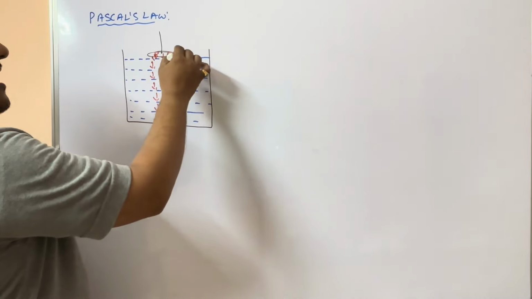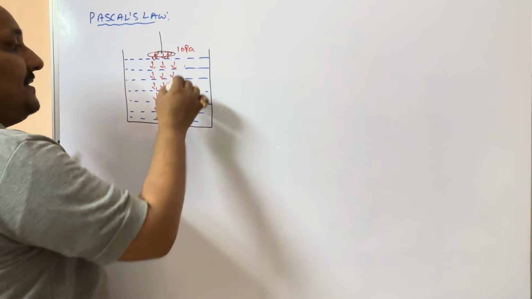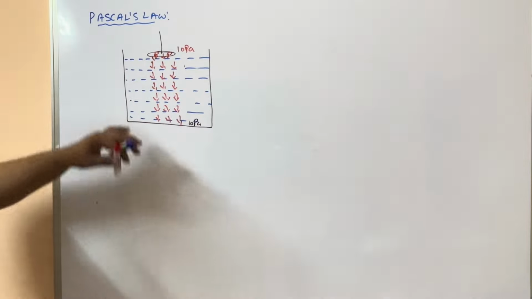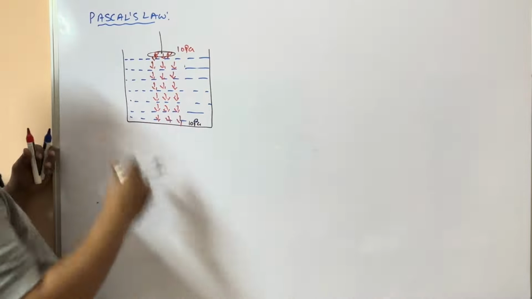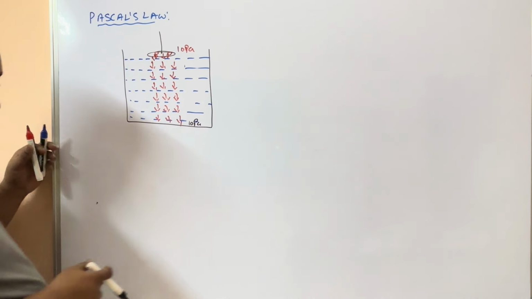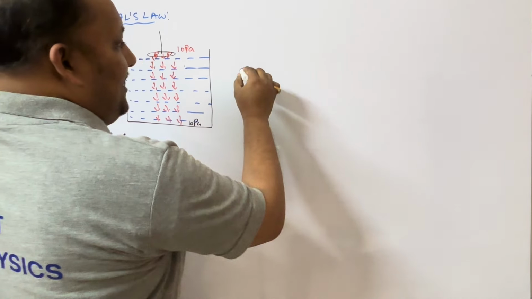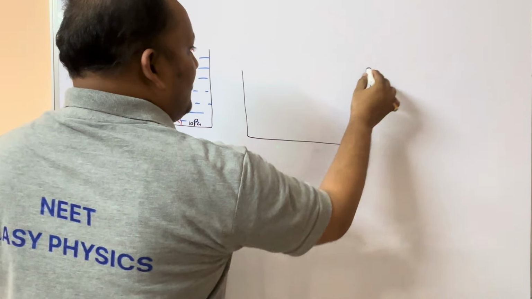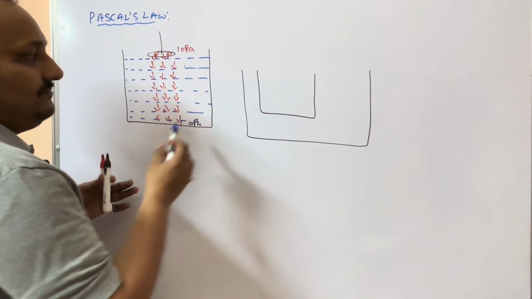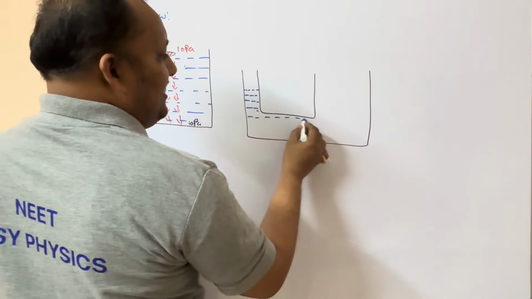Let us assume I am applying 10 pascals of pressure. Then this 10 pascals will be transmitted to each and every point throughout the liquid. So by using this principle, this law, the hydraulic lift, hydraulic jack, and hydraulic press all work. Hydraulic lift: if you visit a car servicing center, the car is lifted using hydraulics. So this process is going to be useful.